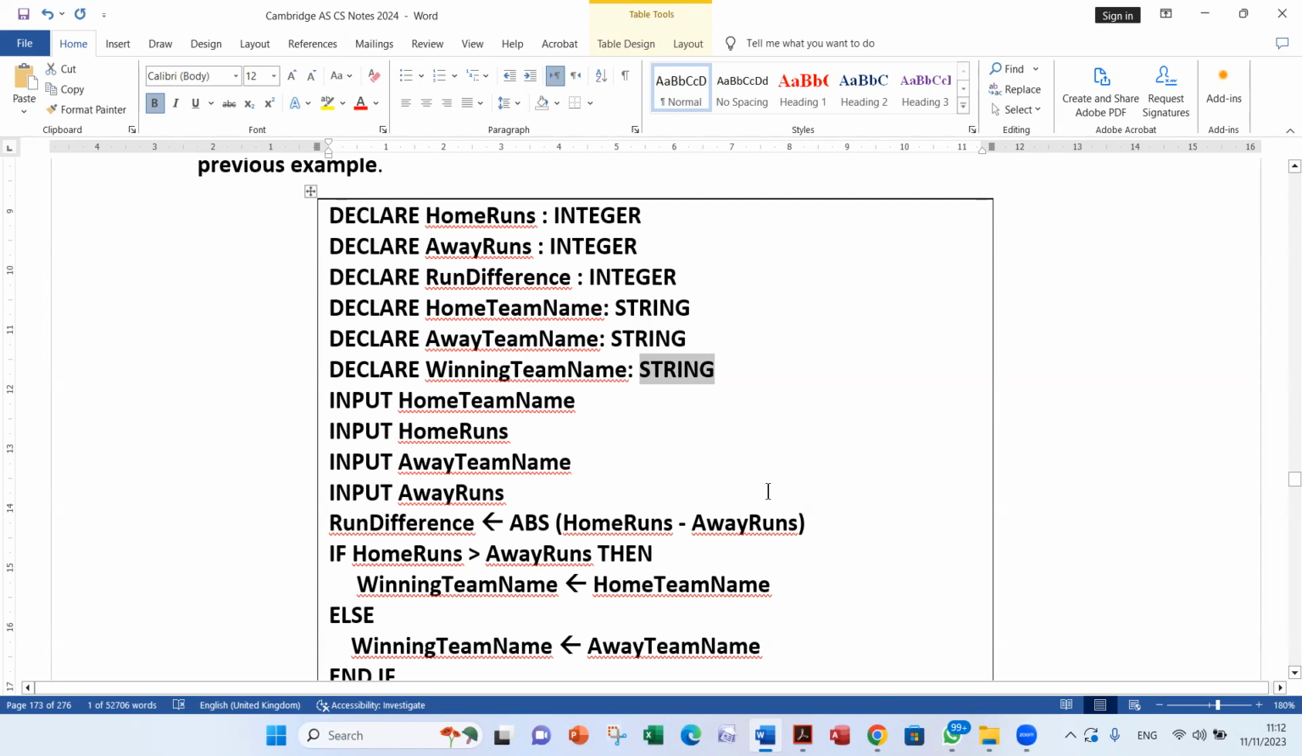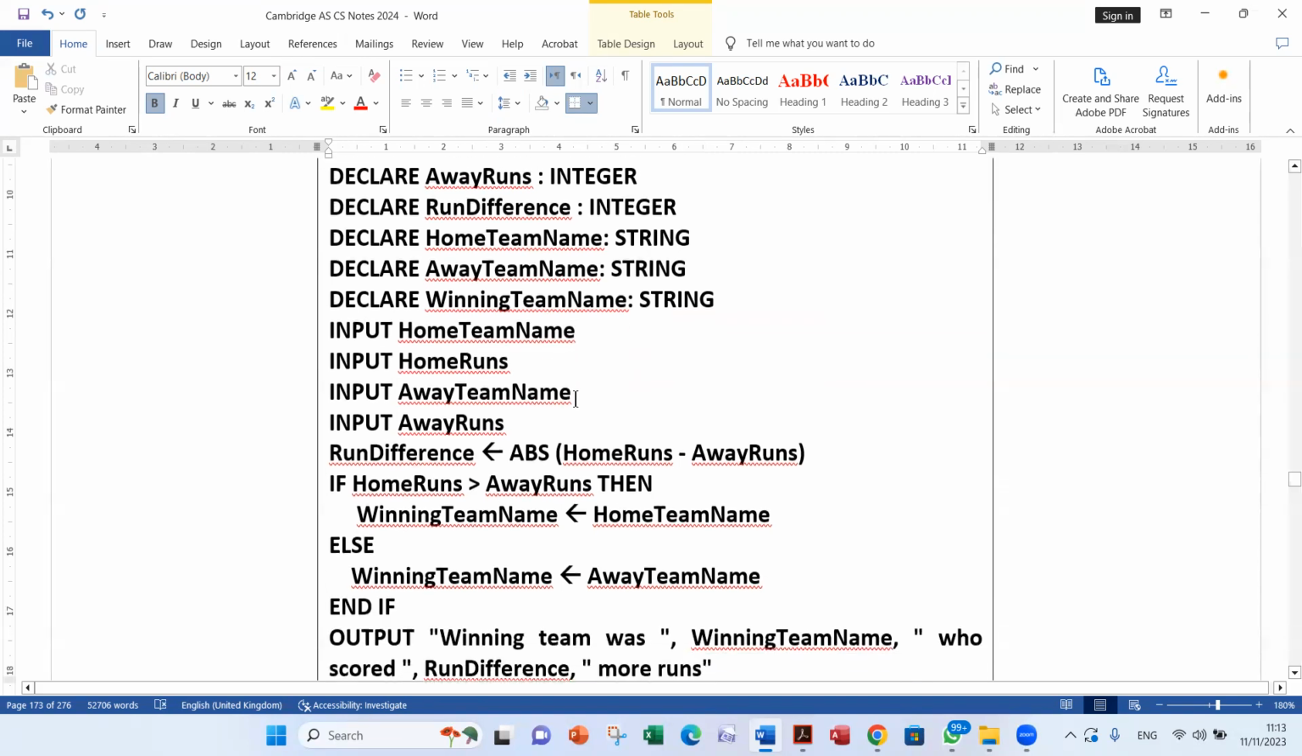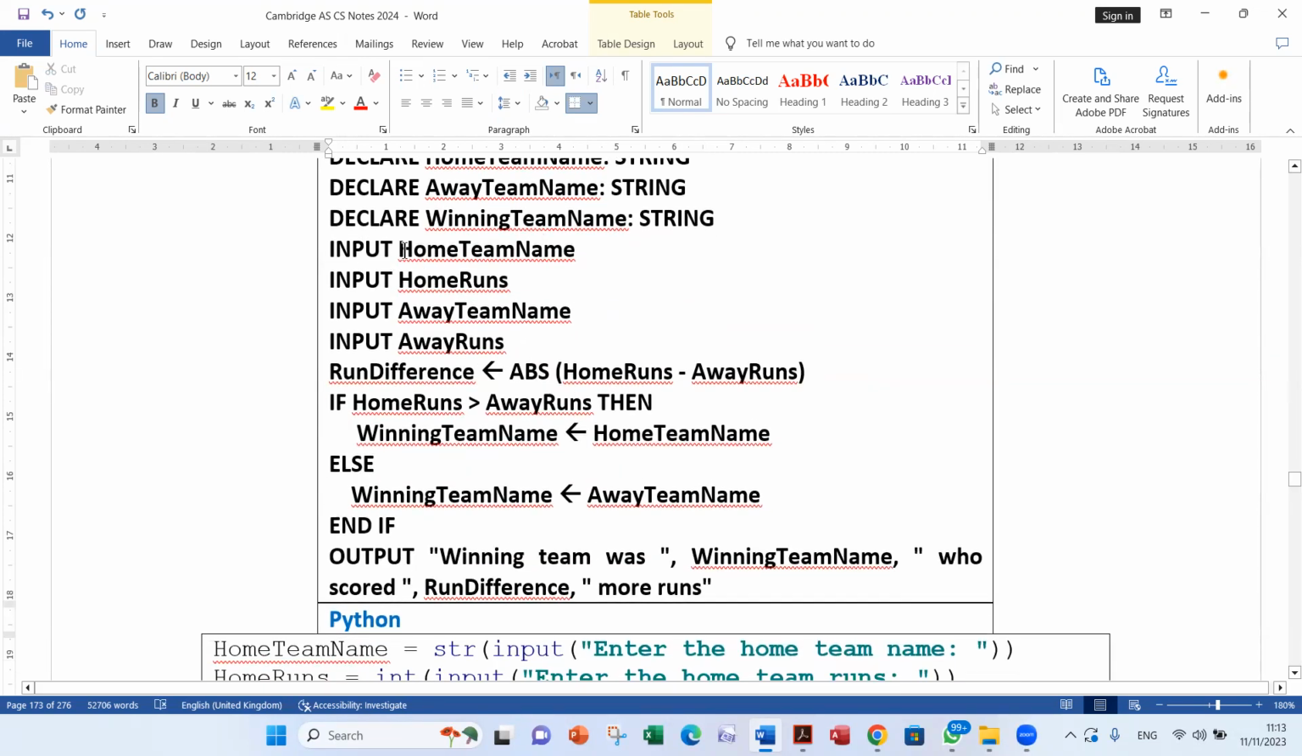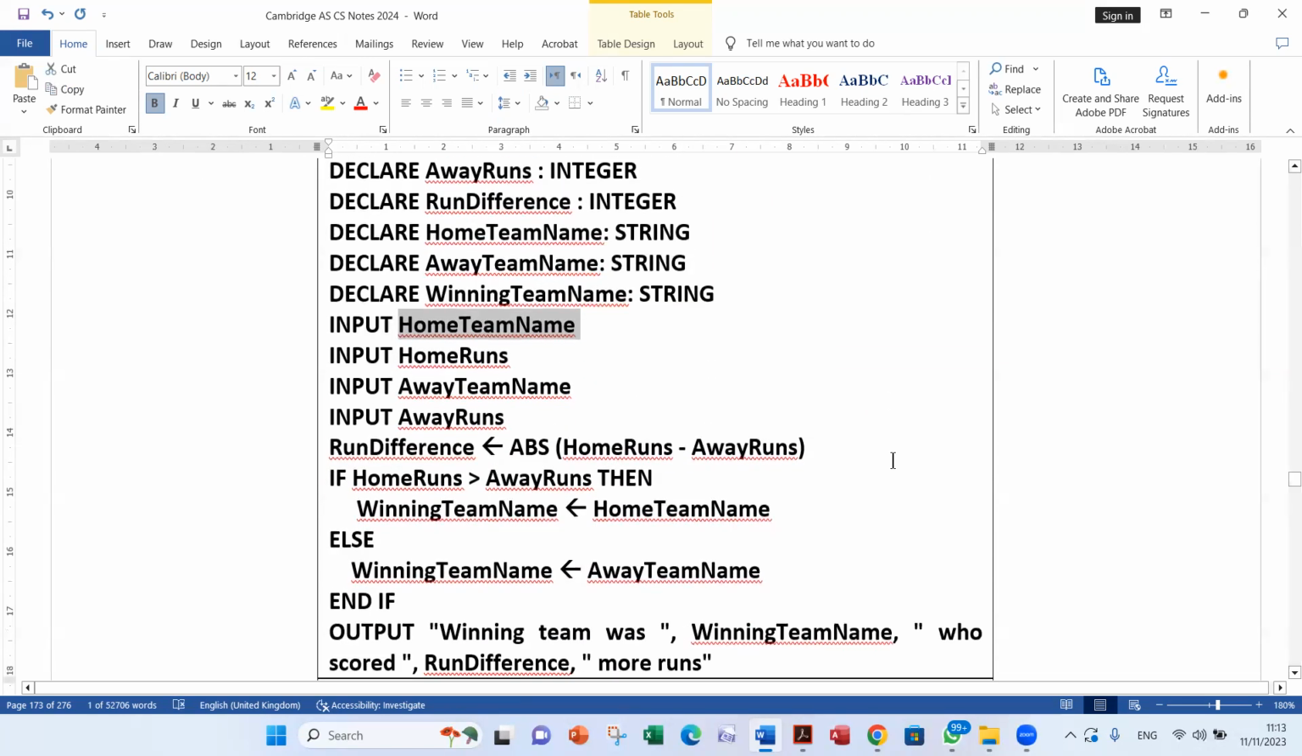Now I did declaration in pseudocode. Before you use a variable, you need to declare it. However, sometimes in questions, they don't consider declaration. Sometimes I will show you exactly when you need to put declaration and when, for simplicity, it doesn't matter. Okay, now the code begins. Input home team name. So it expects the user to enter the name of the home team. And input home runs. It expects the user to input the score he has earned. And input away team name.